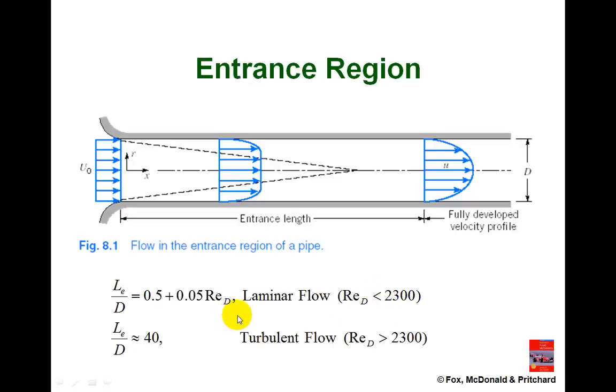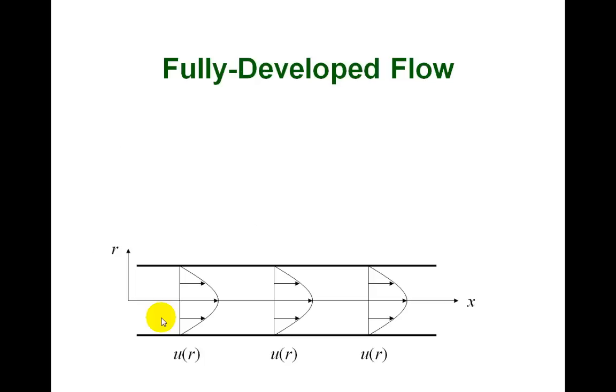If we have a turbulent flow, the entrance length is relatively fixed. That is, it is not a function of Reynolds number, and turbulent flow develops fully within about 40 diameters, although some of the details of the turbulence might take twice as long to develop, but the velocity profile is developed within about 40 diameters in a turbulent flow.